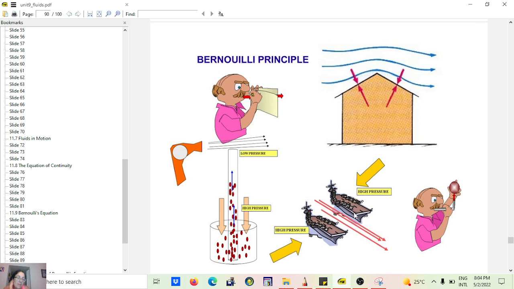So here, this is a dangerous situation. It can happen when you have two trucks passing each other. In between, the air is going to go fast. So outside, it's going to be high pressure, and in between low pressure. High pressure to low pressure, you can bring the two trucks together, or bring those two boats together, and they can collide, right?